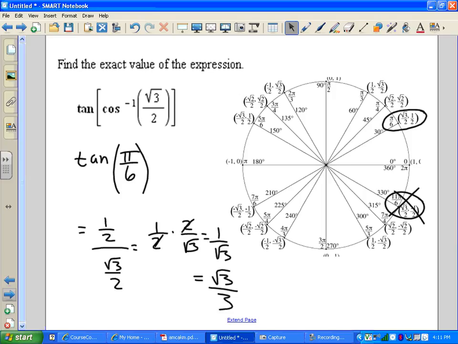So if you have memorized your tangents, you probably need to do that by now. That one's square root of 3 over 3. This one up here is just square root of 3, and of course that one's 1 on your tangents there.